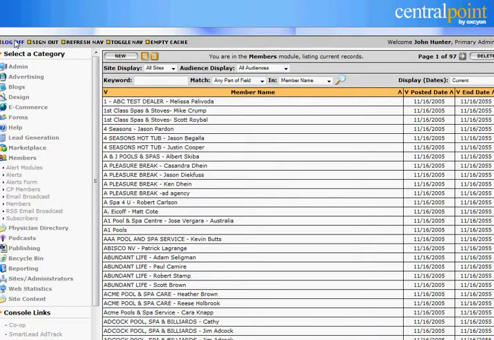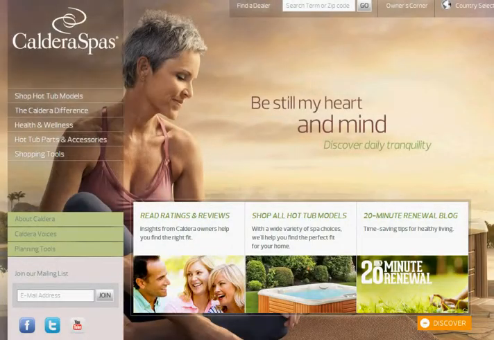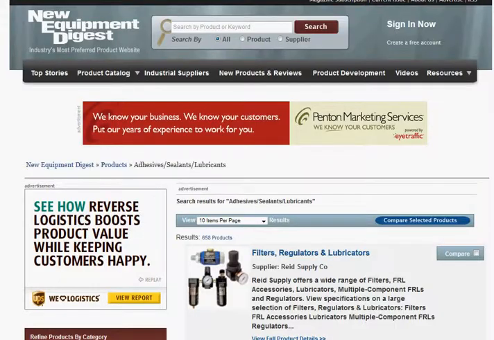Centralpoint also supports microsites. So if we have a whole community of microsites and dealers that we need to service, we could support literally thousands of microsites around the world for each dealer to have their presence under the manufacturer.